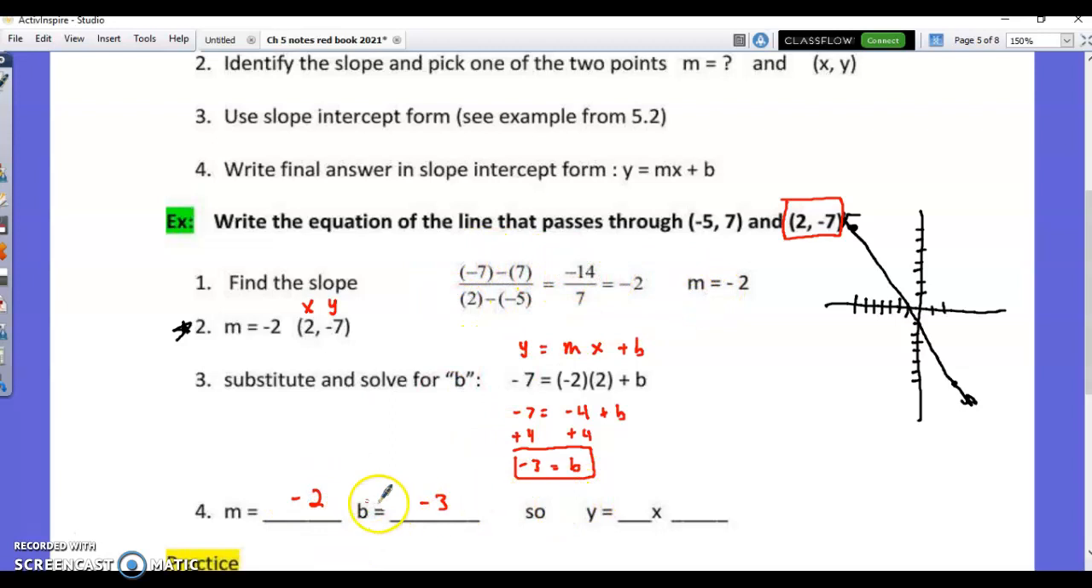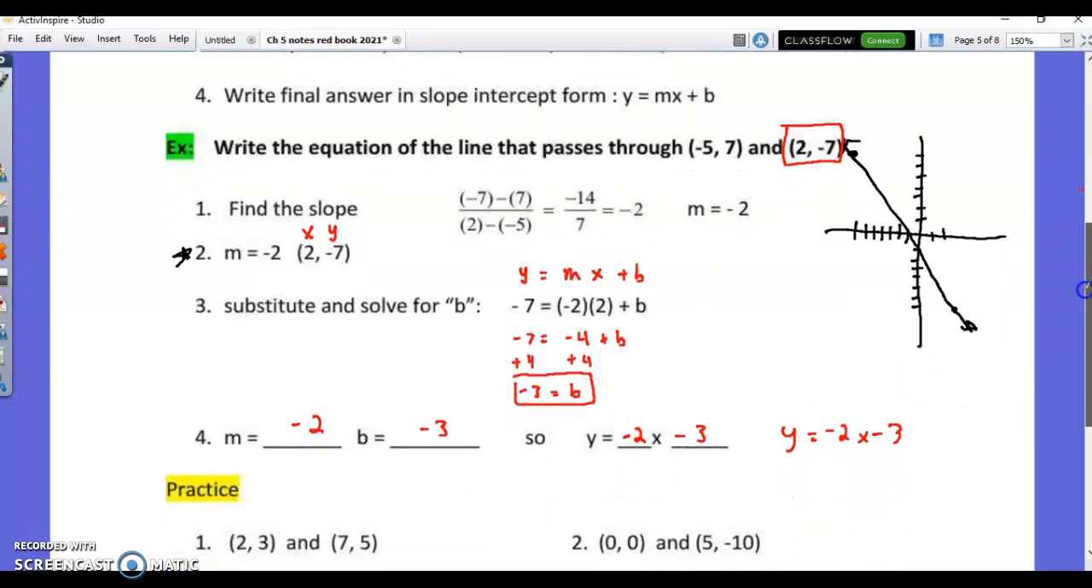So now I can write my equation. y equals -2x plus -3, or just -3. This looks weird, so obviously y equals -2x minus 3 in that form. I just put the spaces in there for this.